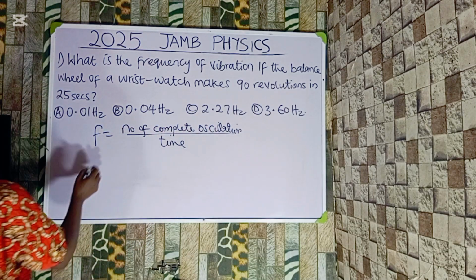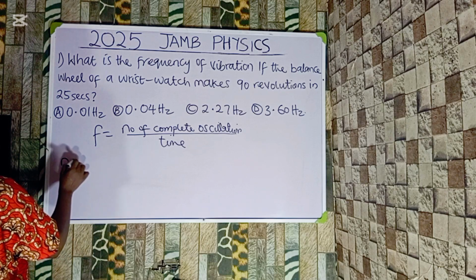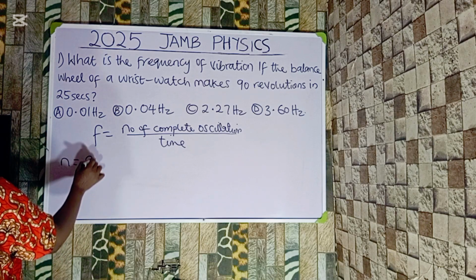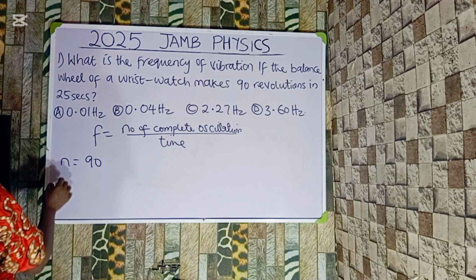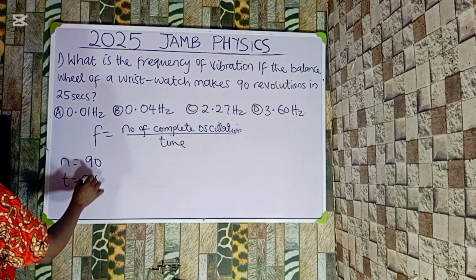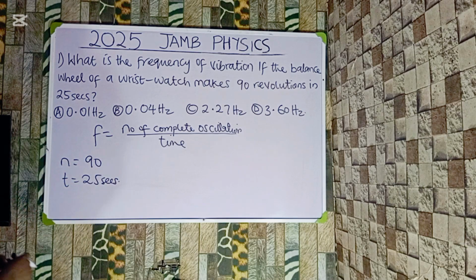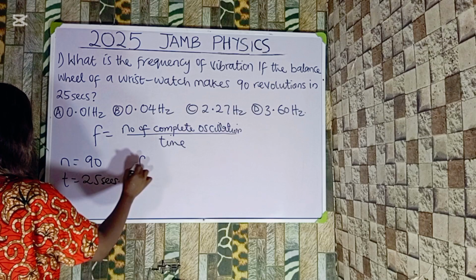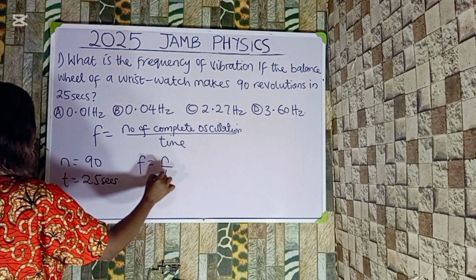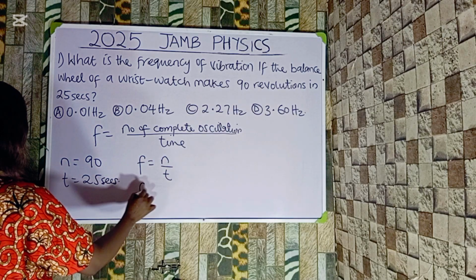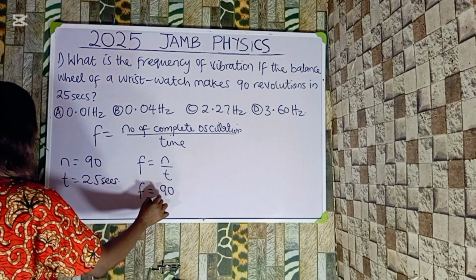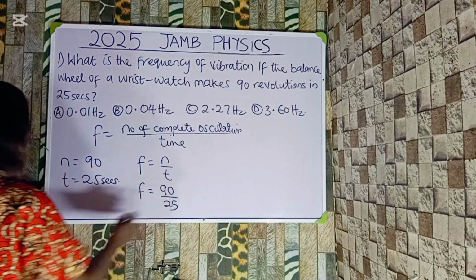Now from the question, how many oscillations am I given? I'm given 90 revolutions or oscillations. The time is given as 25 seconds. So the frequency is equal to n over T. Frequency is equal to 90 over 25.